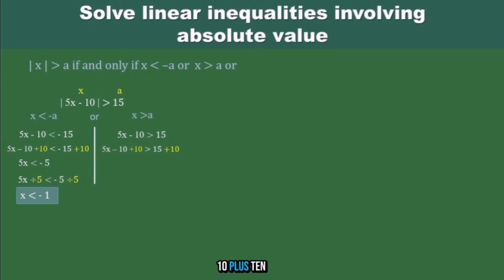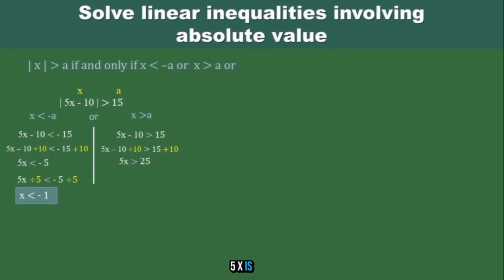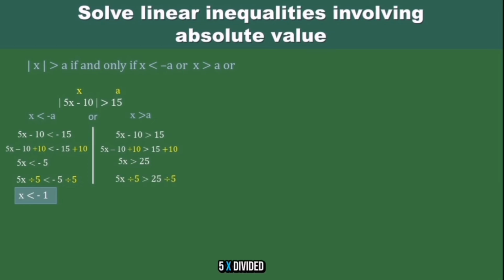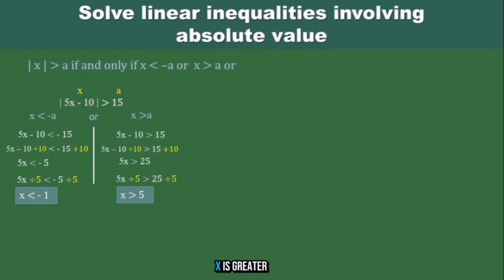5x minus 10 plus 10 is greater than 15 plus 10. This gives us 5x is greater than 25. After that, we divide both sides by 5. 5x divided by 5 is greater than 25 divided by 5. Now we divide by 5 to get the x completely by itself. This gives us x is greater than 5, which means any value greater than 5 satisfies this condition.